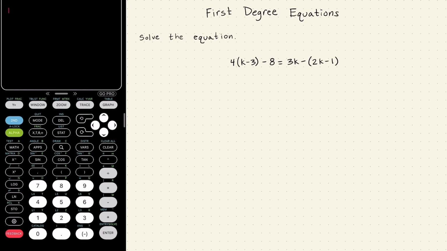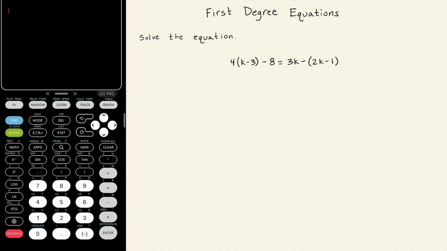Okay, continuing on with the theme of first-degree equations, we've got a problem that's a little more involved here. We're still asked to solve the equation, which means we still want to get the variable, in this case k, all by itself on one side of the equal sign. We've got k's on both sides of the equal sign, so we're going to have to do a lot of moving around to solve this problem.